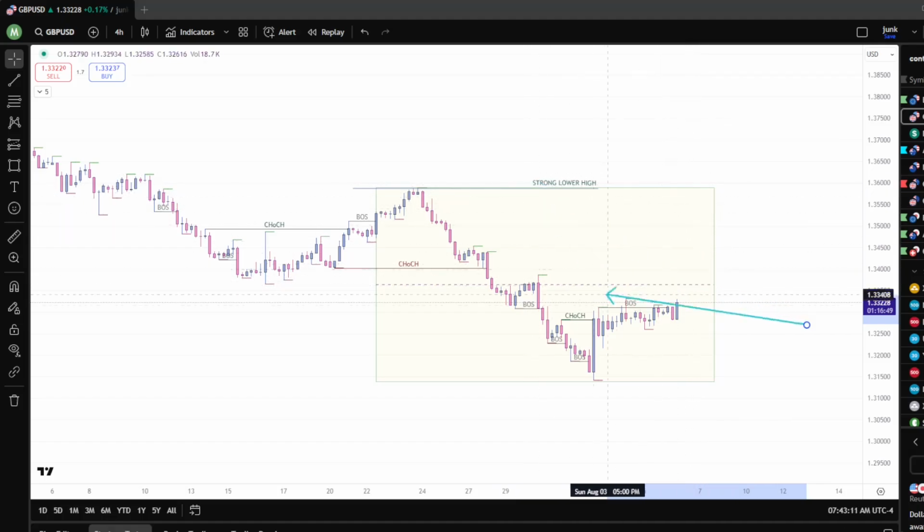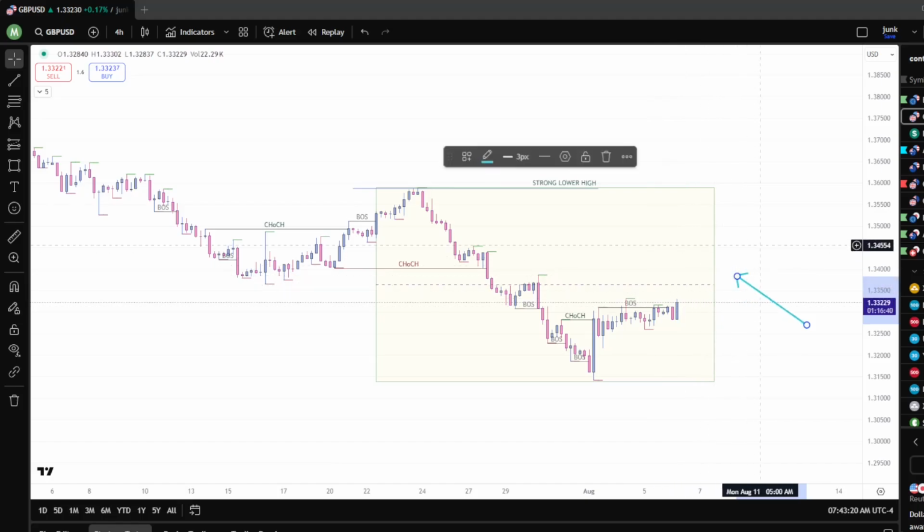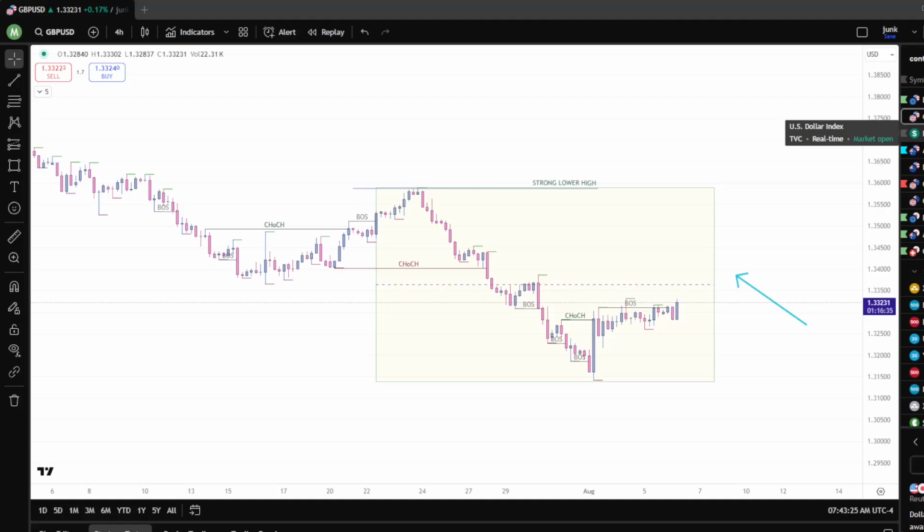But overall, swing structure bearish, chart structure bullish. It's starting to make higher highs. This is really just an area of consolidation, and effectively bullish. So waiting for all those to align to consider taking any type of buying or selling opportunity.